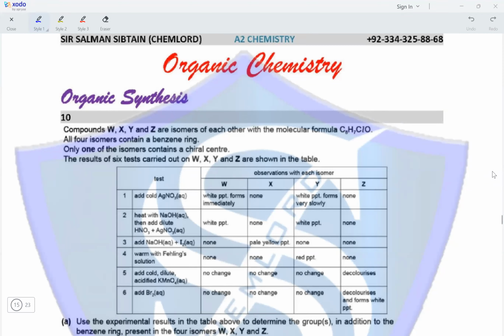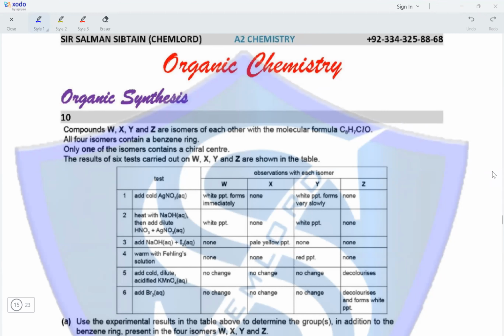Question 10. Compounds W, X, Y, and Z are isomers of each other with the molecular formula C8H7Cl. All four isomers contain a benzene ring. So we're left with two carbon atoms other than the benzene ring in these structures. Only one of the isomers contains a chiral center. The results of six tests carried out on W, X, Y, and Z are shown in the table.